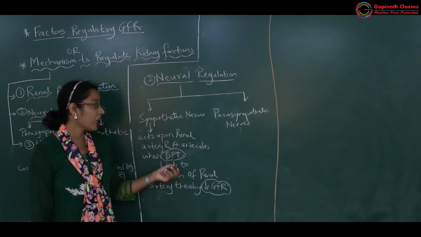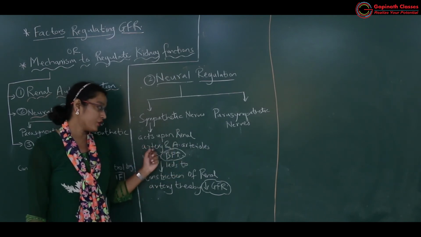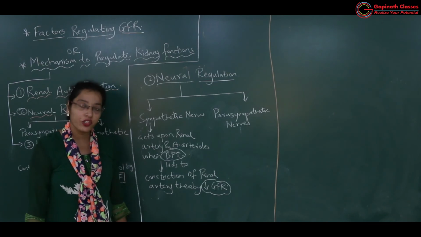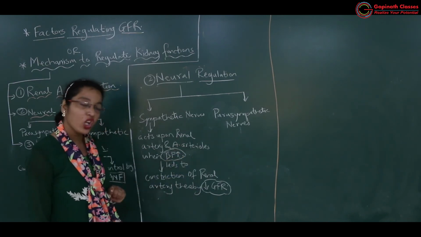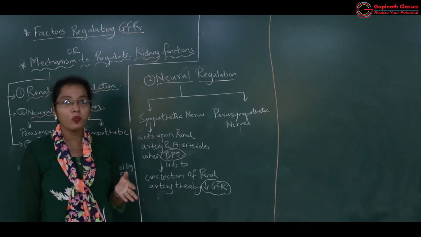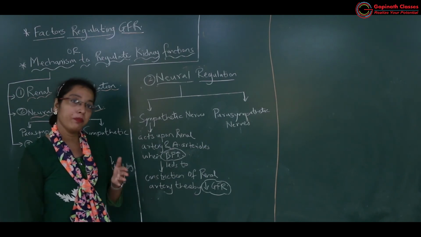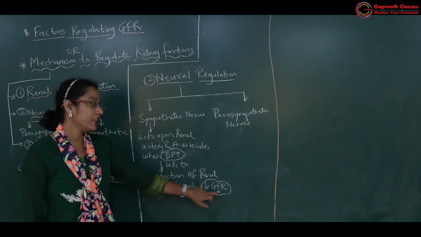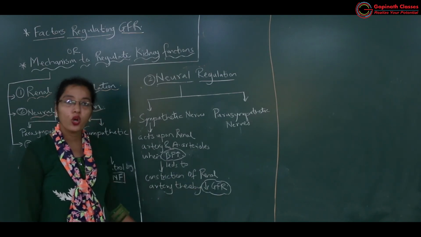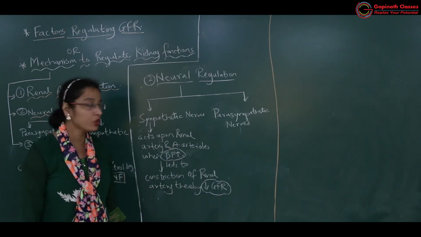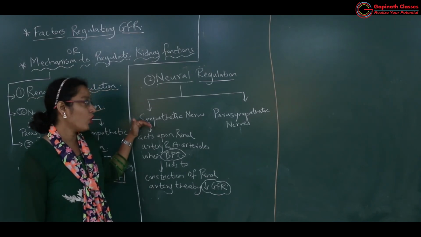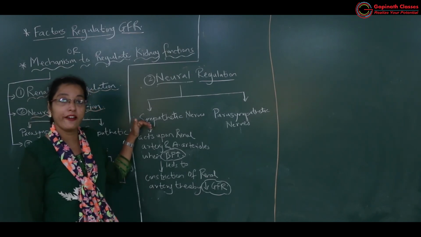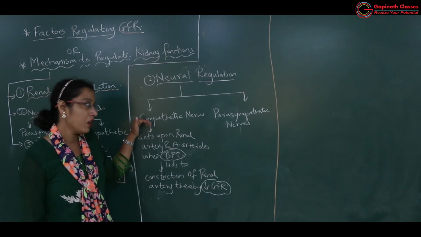So end result क्या होगा? Renal artery constrict होगा. Renal artery constrict होगा तो afferent arteriole will also constrict and blood volume will decrease, BP will decrease. Okay, and ultimately GFR rate will also decrease. समझ में आया? So that is the main role of sympathetic nerves which are innervating the kidney.